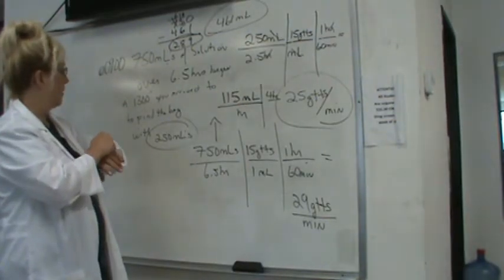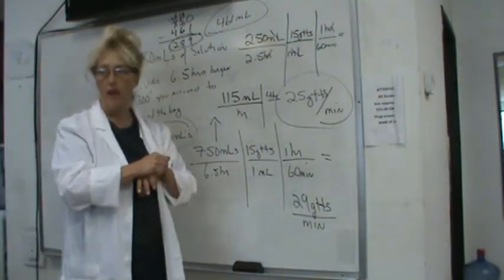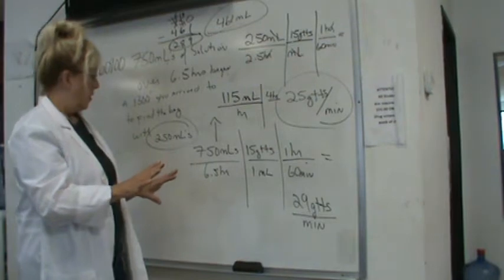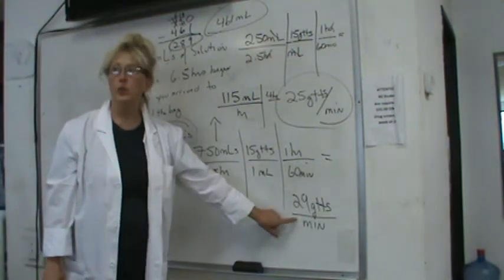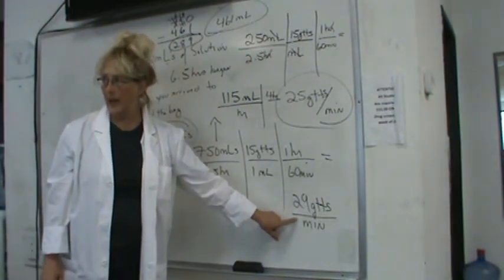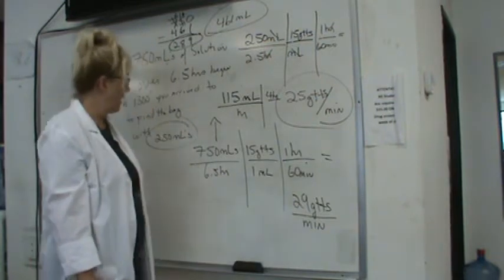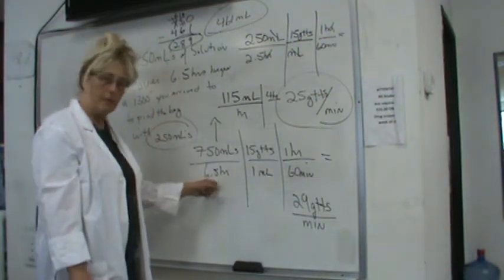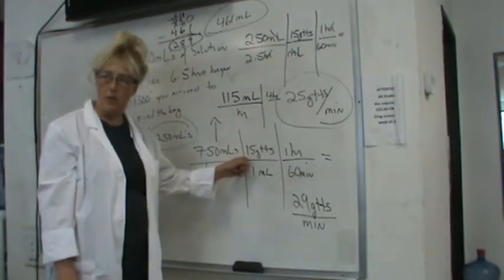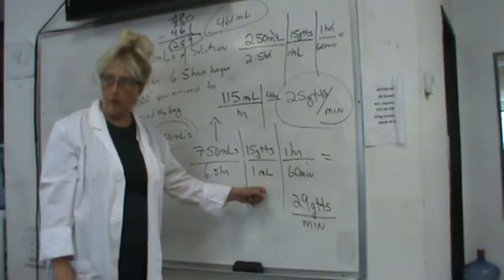I thought it was supposed to be 29. Okay, yes. This is what it's supposed to be. Yes, that's what we decided. It should be 29 drops per minute because we took 750 divided by 6.5 times our drop factor of 15 drops per ml. You're right.